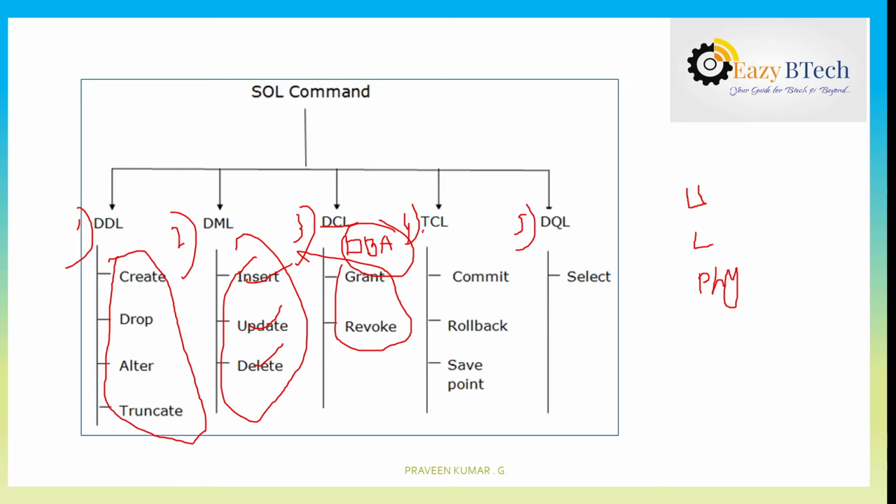Next one is TCL. TCL is transaction control language. Once we complete one transaction, meaning we execute one command, the transaction control language is used to commit, rollback, and save point. The best example for TCL is ATM.